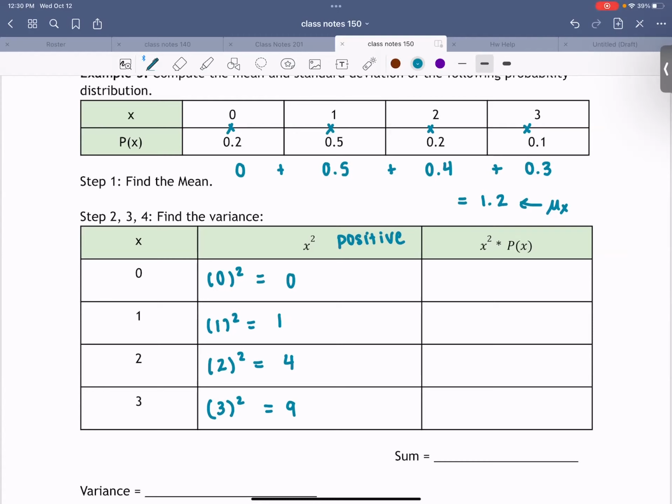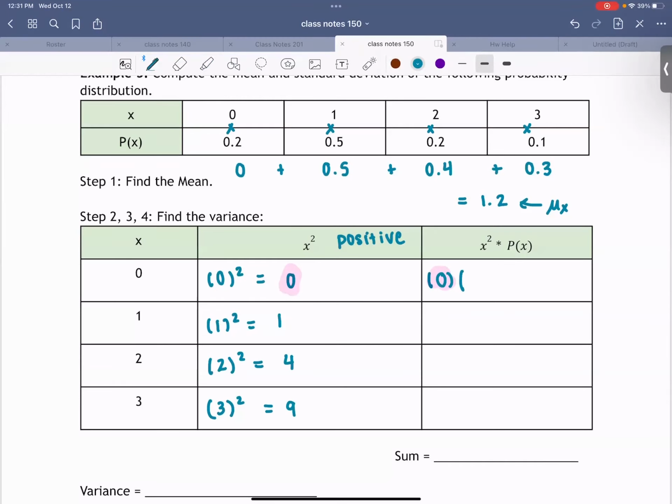Okay. Moving on, we have to multiply our x squared values, which was the middle column, by the probabilities of x. Okay, so I'm going to take my answer from, and let me color code this real quick, I'm going to take my answer from the middle column. What am I going to multiply it by for 0?